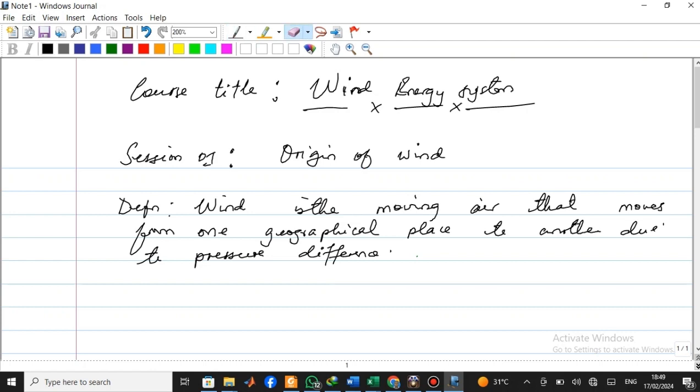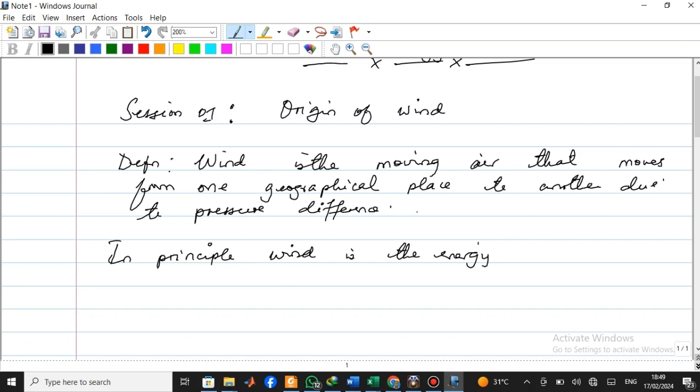In principle, wind is energy. We can say that wind is a mechanical energy. We know that mechanical energy is of two types: one is potential energy, and another is kinetic energy.